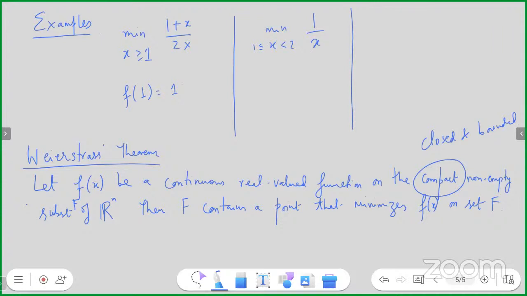So let's continue. Question? Yes, that's exactly what it is. And if this is true, then minimizing f of x over the compact set will always achieve a minimum.